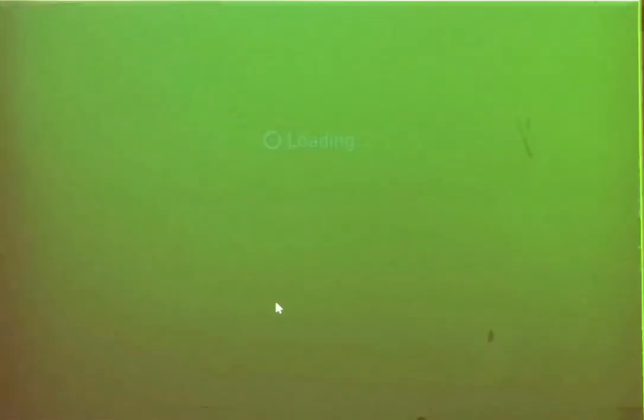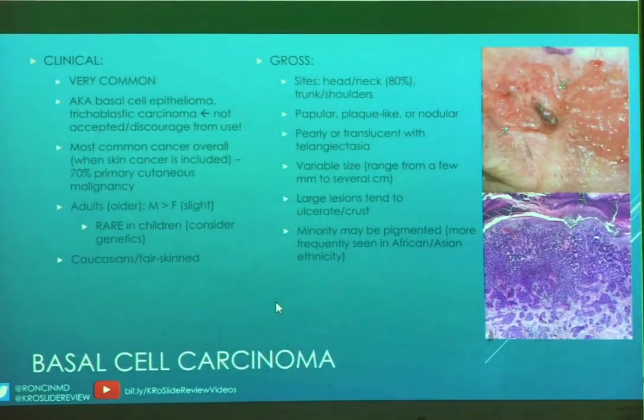Okay. So this is your basal cell carcinoma. Again, very common, also known as basal cell epithelioma, trichoblastic carcinoma, and don't use trichoblastic carcinoma because it's not accepted and it's actually discouraged from use. So I put it in there more as a disclaimer, as a warning.